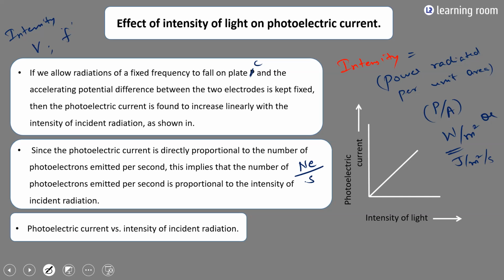Okay. And this implies that the number of photoelectrons emitted per second is directly proportional to whom? To the intensity of the incident radiation. So the graph of photoelectric current versus intensity is going to be something like this. Right. So it is actually a simple concept. You need to visualize. Right. One point I would like to ask you again, what is supposed to be kept constant when you're doing this activity? Potential difference and frequency should be fixed. Is it clear? Make a note.